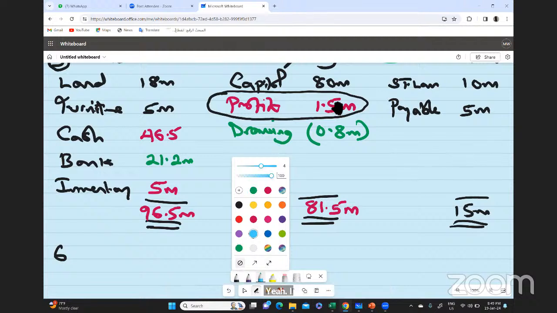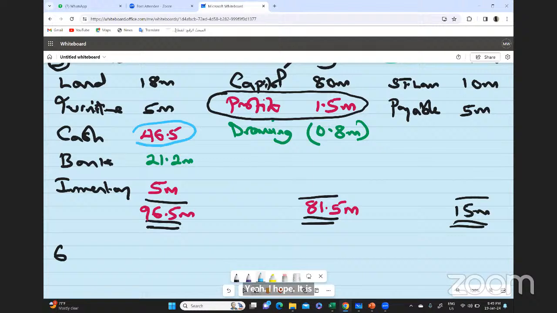I hope it is affecting here and where? And there. So it is going to affect cash. Cash is going to reduce by that figure because you're paying using cash. And then your payables are going to do what? To reduce, isn't it so? The rest are staying the same.